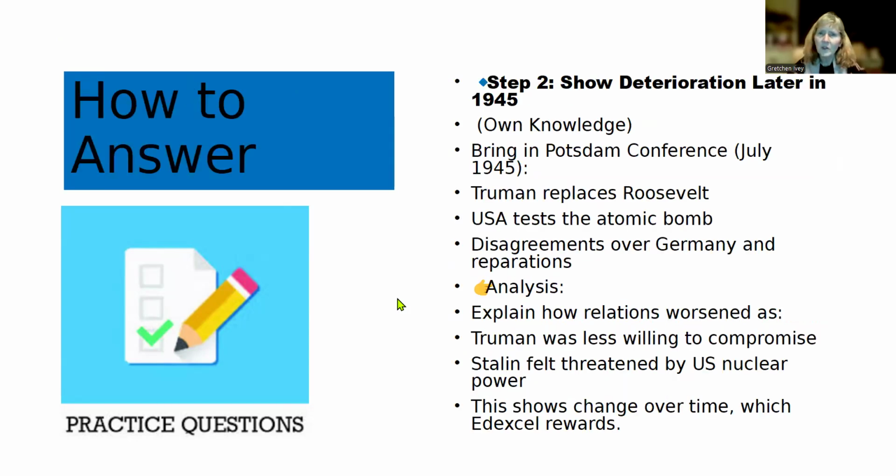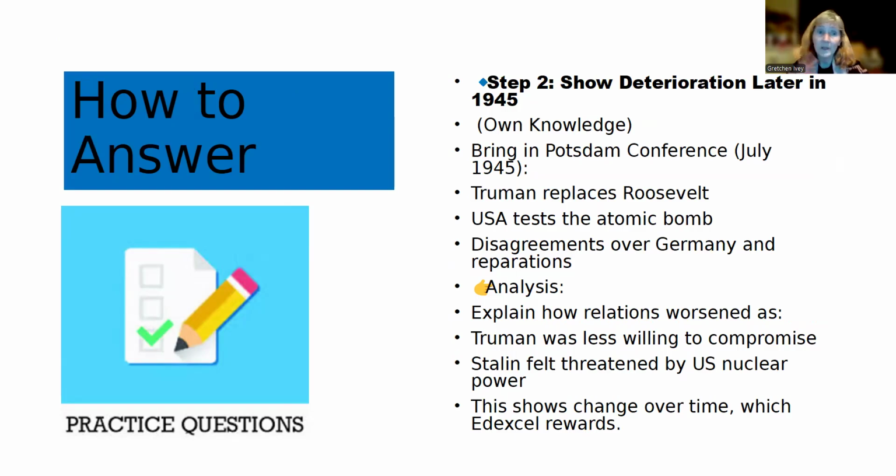Step two, show deterioration later in 1945. Bring in the Potsdam Conference of July 1945. Truman replaces Roosevelt. Roosevelt died. The USA tests the atomic bomb. This increases tension with the Soviet Union. There were disagreements over Germany and reparations. Your analysis: explain how relations worsened as Truman was less willing to compromise.